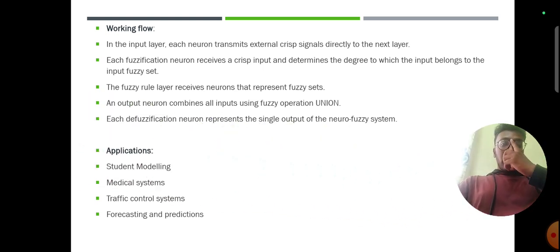This is the neuro-fuzzy hybrid system, and you can see the working flow of a neuro-fuzzy neural network over here. In the input layer, each neuron transmits external crisp signals directed to the next layer. Each fuzzification neuron receives a crisp input and determines the degree to which the input belongs to the input fuzzy set. The fuzzy rule layer receives neurons that represent the fuzzy sets. An output neuron combines all the inputs using the fuzzy operation union. Each defuzzification neuron represents the single output of the neuro-fuzzy system. So the applications of this are student modeling, medical systems, traffic control systems, and forecasting and predictions. These are the main applications involved in this model.